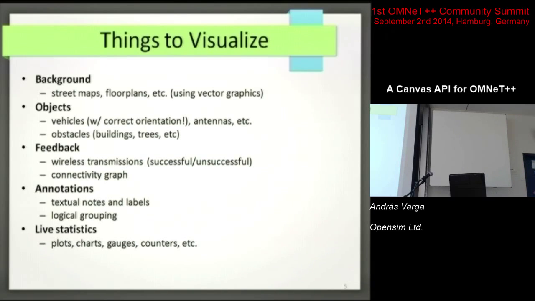And when we make a list of what we want to visualize, we can come up with a lot of things. Okay, for background, street maps, floor maps, other things, different objects on the map or floor plan. We want feedback about the wireless transmission, we want to see the connectivity graph, and we want to display various annotations on the screen or live statistics. So a lot of things.